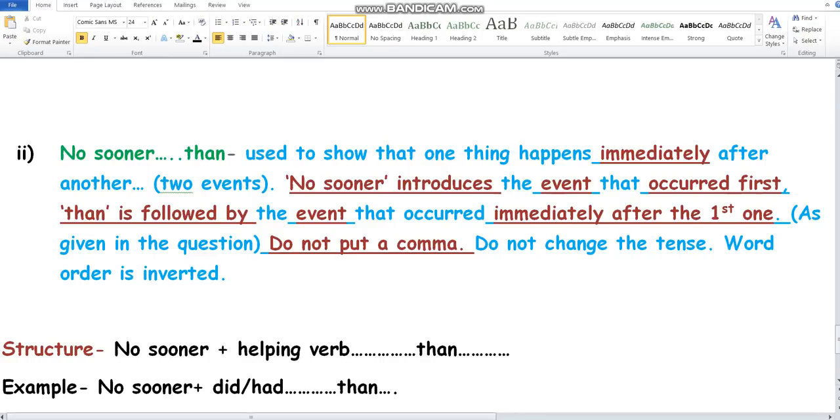The structure will be subject, no sooner plus helping verb, than, and then the rest of the sentence. It can be no sooner did or no sooner had. If it is did, then you will not write the verb in the past tense. If it is had, then you will write the past tense. If the tense in the question is in past tense, then you will write had. And then with had, of course, you can write the past form of the word. So you need to remember this only for did. I'll give you an example to help you understand this better.